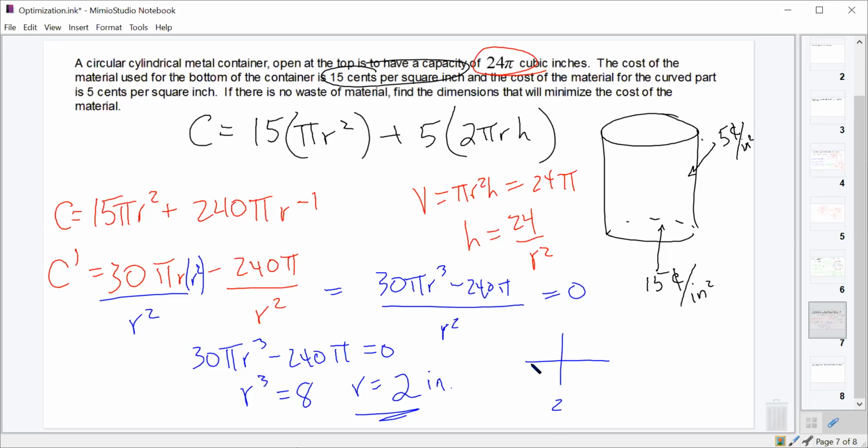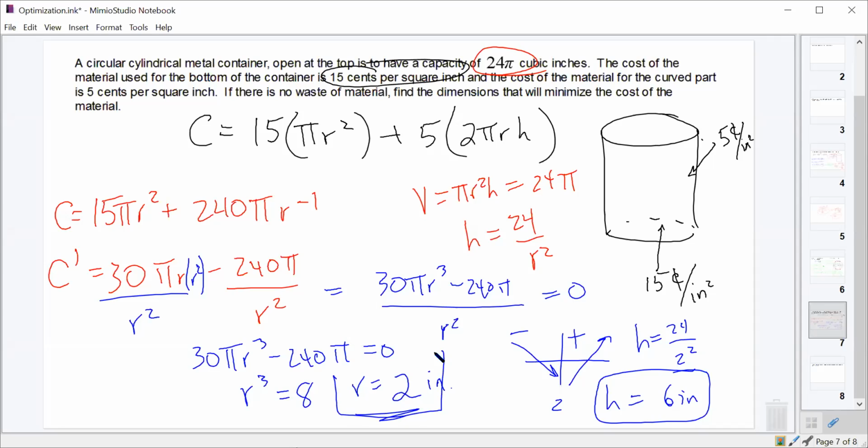So we need to make our sign chart. Something less than 2 would be 1. That's going to give us a 30 pi minus a 240 pi over a positive, which is negative. Something more than 2, like 3, will give us a positive in the numerator and a positive in the denominator. And so we have a minimum cost when r is 2. And if r is 2, h is 24 over 2 squared, or h is 6 inches. Good or no? Good.